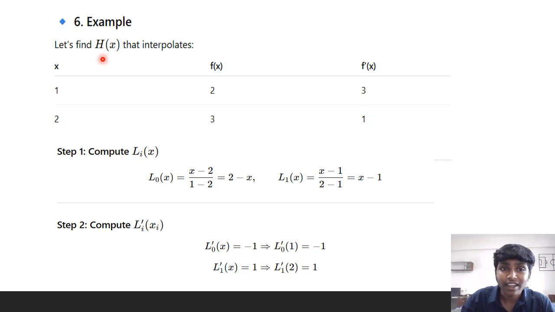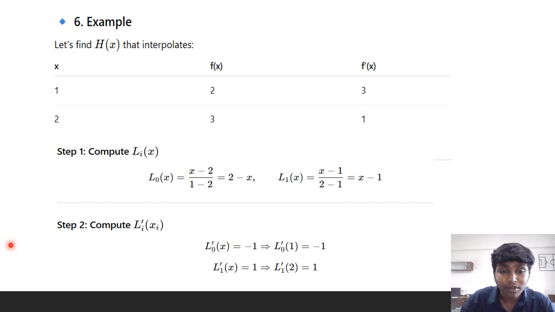So let us consider an example. Let's find an h of x that interpolates, where x, f of x and f dash of x are given for the values 1, 2, 2; 3 and 3, 1. For computing li of x, by substituting in the previous formula, we get L0 of x for x equals 1 as 2 minus x, and L1 of x, for x equals 2, as x minus 1.